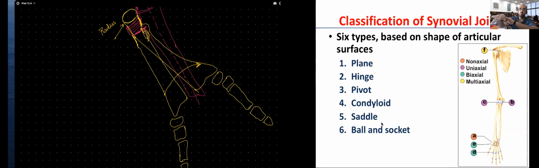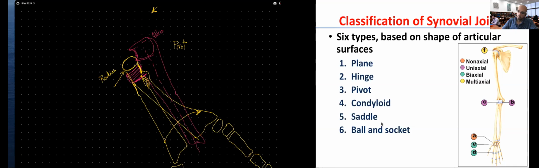So if you are performing a pronation movement, touch your radius on the outside, on the same side as your thumb, and perform a pronation, you will feel that the radius is rotating around the ulna. All right, so again, what kind of synovial joint is this? It's a pivot joint. And how many axes am I moving along?